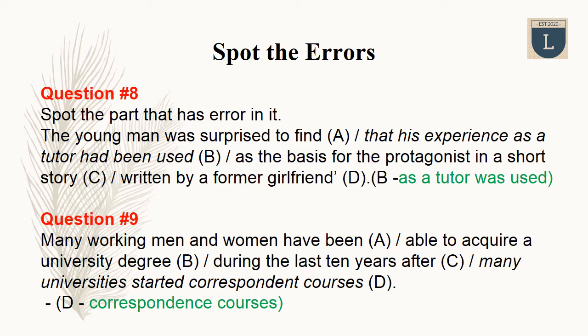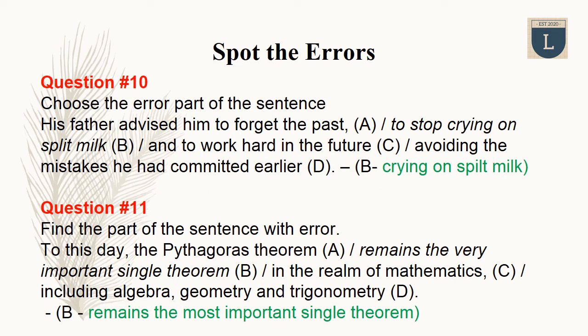So B. Question 9. Many working men and women have been able to acquire a university degree during the last 10 years after many universities started correspondent courses. What is "correspondent courses" is the culprit here. So it has to be changed to the real expression. The error is in D. It has to be changed to correspondence courses.